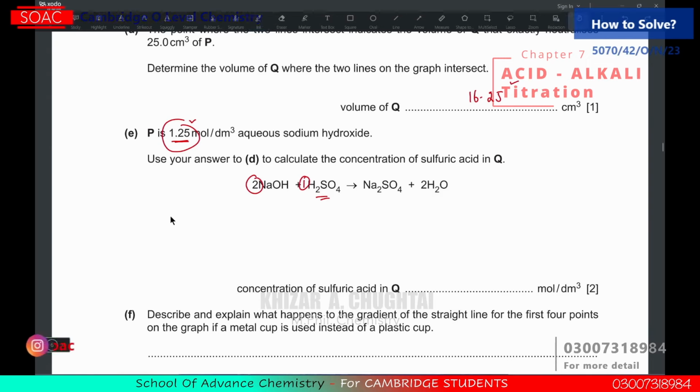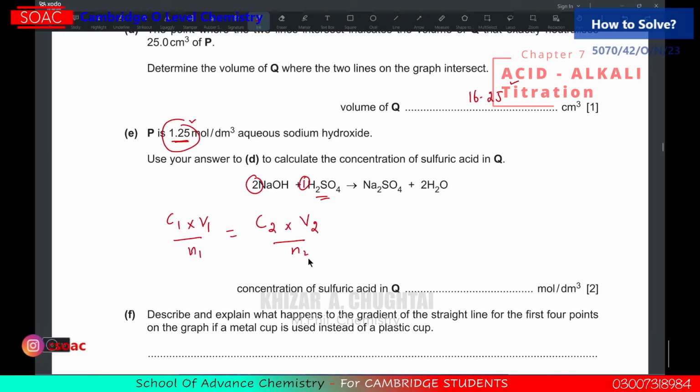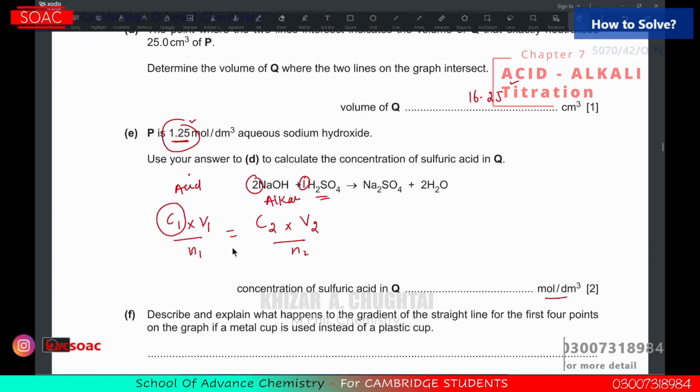So I'm going to use the formula C1 multiplied by V1 over N1 is equal to C2 multiplied by V2 over N2. Whenever you have two volumes and one concentration, or two concentrations and one volume, then you can apply this formula. This time I'm supposed to find the concentration of Q. Let's suppose this is the concentration of Q. This portion is for acid and this portion is for alkali. So what is the concentration of acid that is to be calculated? I'm going to write it over here.